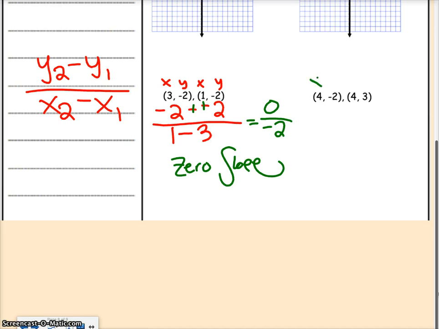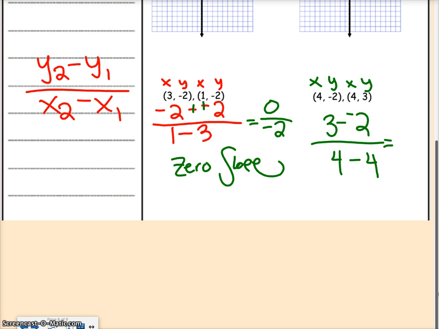That's it. X and Y. Remember the formula. That might be the first thing you want to write on your paper today is the formula. Okay. Elena, what's my second X? Or just kidding, I need Y. What's my second Y? 3. Minus, what's my first Y? -2. Over, what's my second X? 4. Minus my first X. 4. Okay.